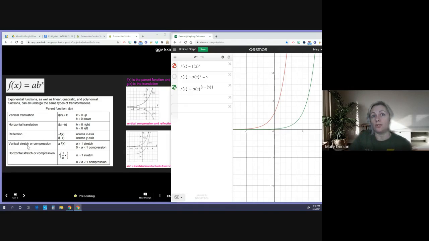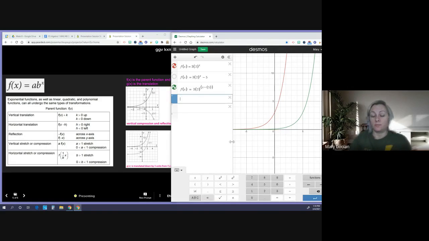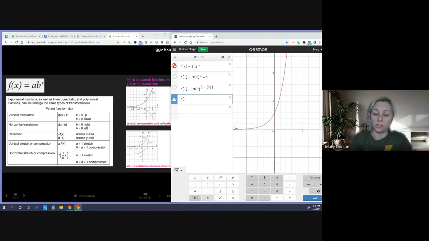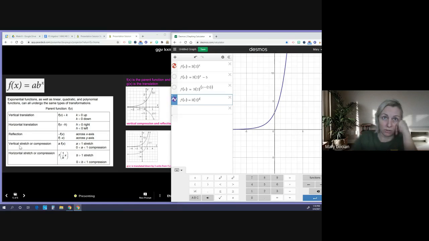We have vertical stretches or compressions. So let's turn off this one. And I'm going to type in a new function, the parent function again. We're starting with raising it to the power of x. But now I have to change this new one to do what I want to see here. So I want to show a vertical stretch or compression.